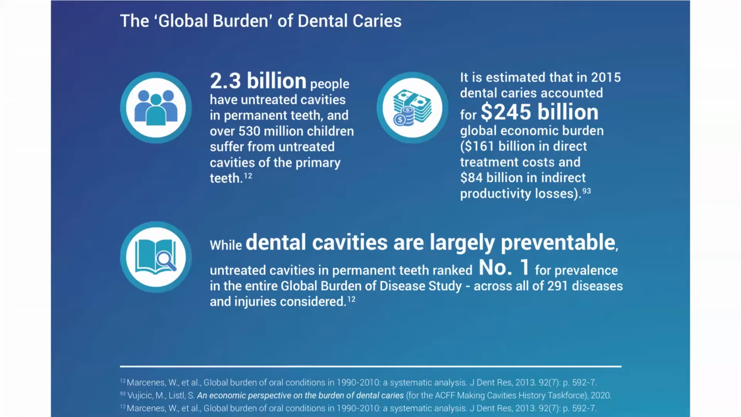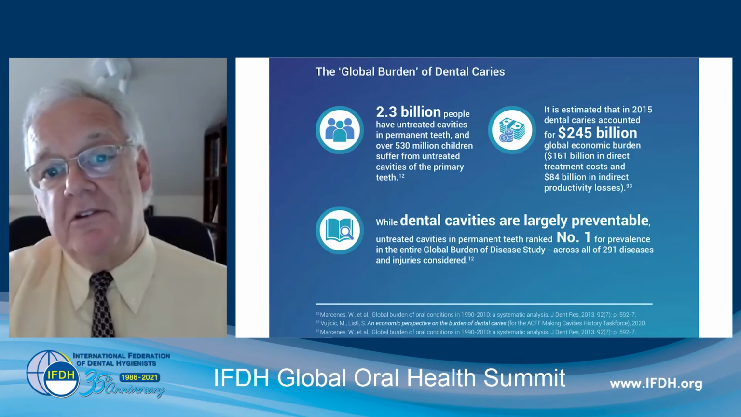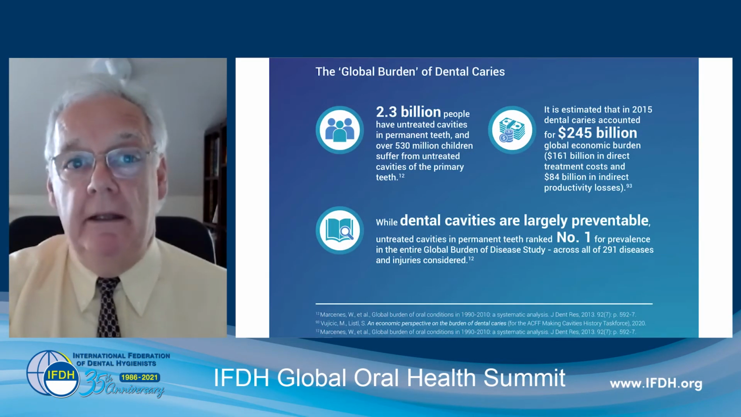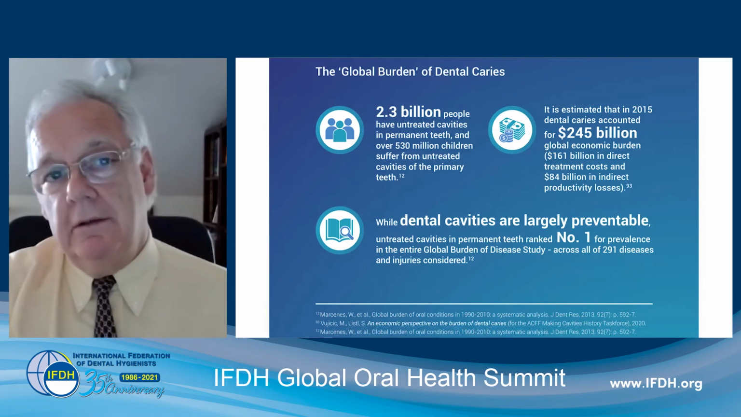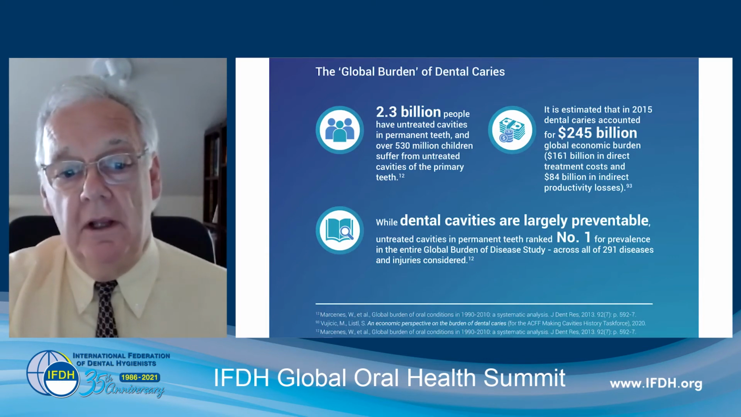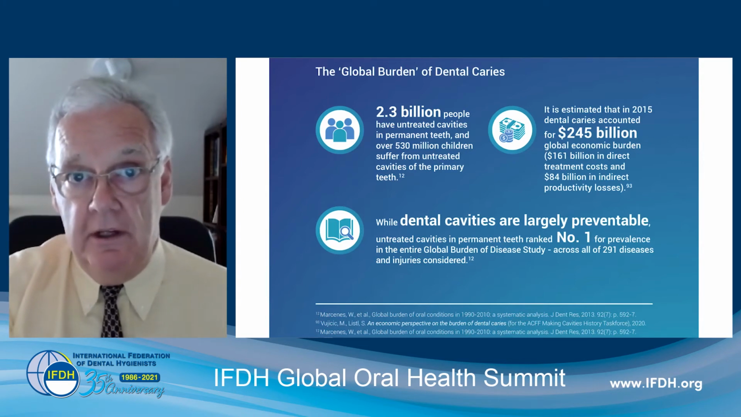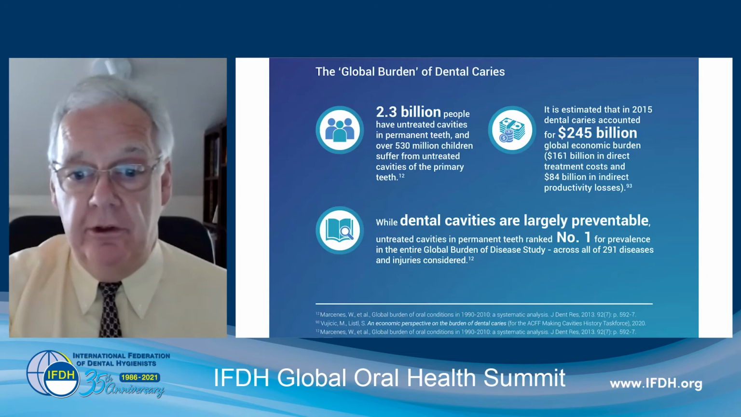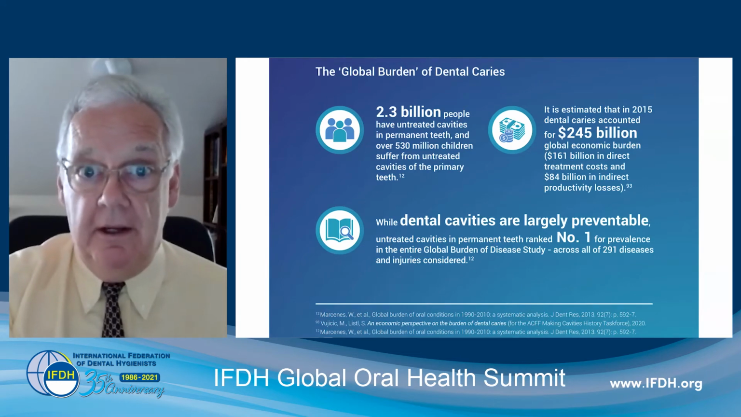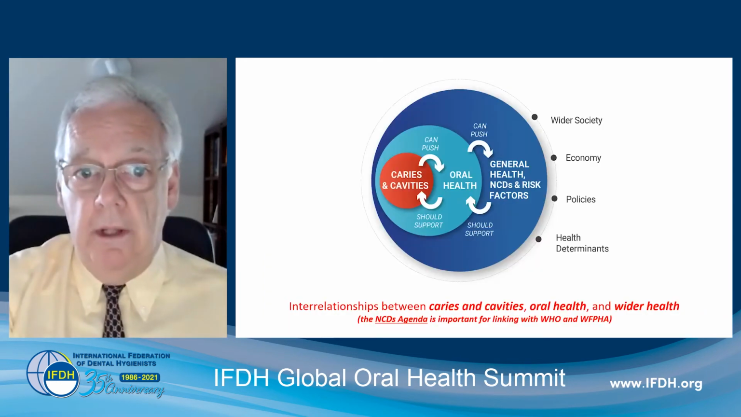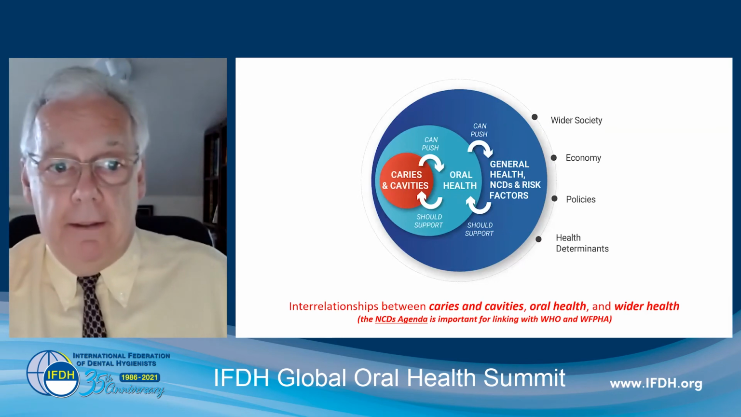The headline figures are stark. Of the global burden of disease numbers, you see 2.3 billion have got untreated cavities in permanent teeth. The costs are estimated to be $245 billion. And whilst dental cavities are largely preventable, they are the #1 condition ranked against all of the conditions in the global burden of disease study, 291 diseases. Caries is unfortunately #1, and we want to do something about that.